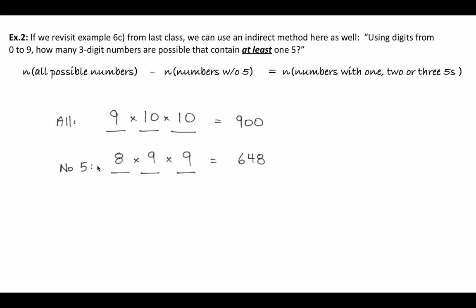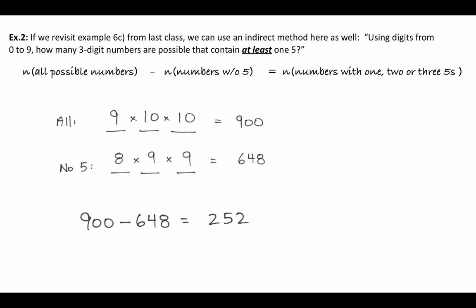Once you've kicked 0 out and you go to your next digit, again, it can be anything but 5. And then the last digit, anything but 5. And because repetitions are allowed, that's why we're allowed to repeat these values. So if we take the 900 and we subtract the 648, you get the 252, which we calculated before, but it took a lot more effort.